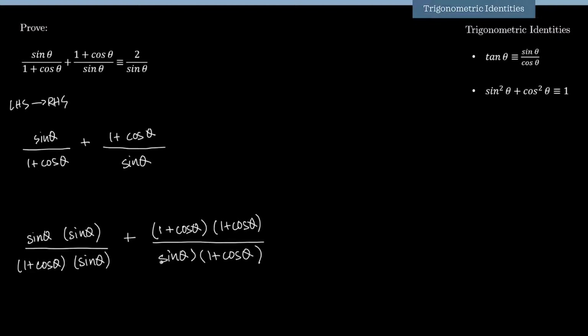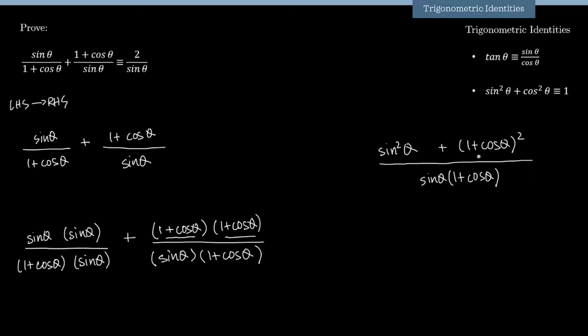Now you can see that the denominator is same in both of these fractions. So I can take it common in a single fraction. The denominator is sine theta times 1 plus cosine theta. And sine theta times sine theta is sine square theta, and plus 1 plus cosine theta times 1 plus cosine theta is 1 plus cosine theta whole squared.